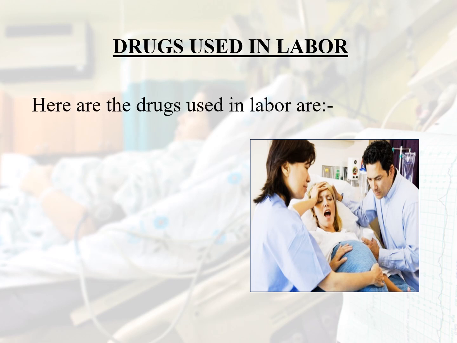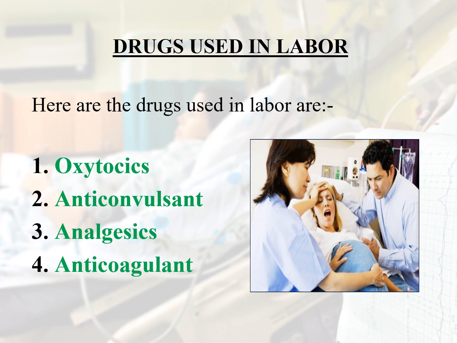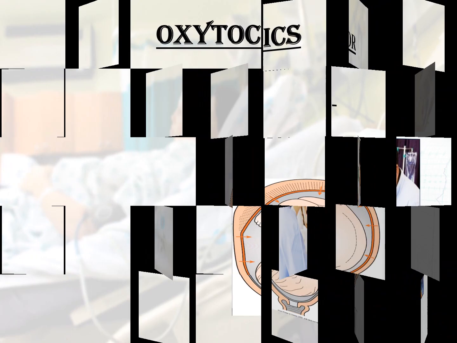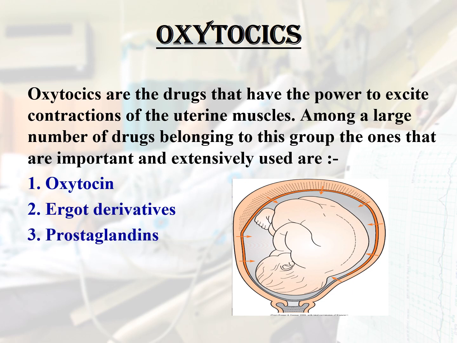These are the drugs used during labor: oxytocics, anticonvulsants, analgesics, and anticoagulants. In this video, we will be discussing about the oxytocics. Oxytocics are the drugs that have the power to excite contractions of the uterine muscles. Among a large number of drugs belonging to this group, the ones that are very important and extensively used are oxytocin, ergot derivatives, and the prostaglandins. Let us see one by one.